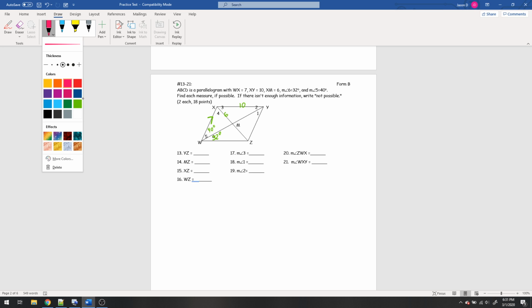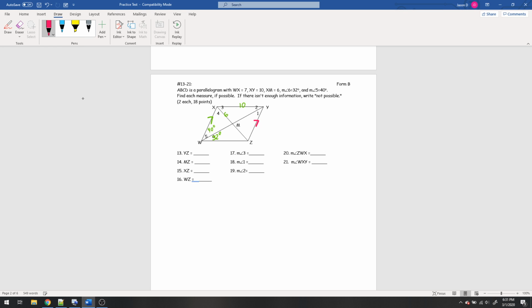13, YZ is just opposite the side we already knew was 7. And in parallelograms, opposite sides are congruent to each other. And so YZ has to also be 7. MZ is the lower part of the smaller diagonal, and we also know in parallelograms that the diagonals bisect each other. So if XM was 6, MZ has to also be 6.